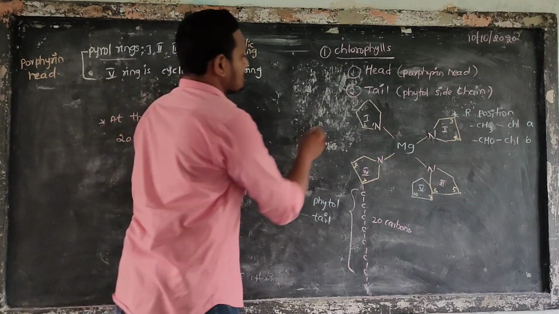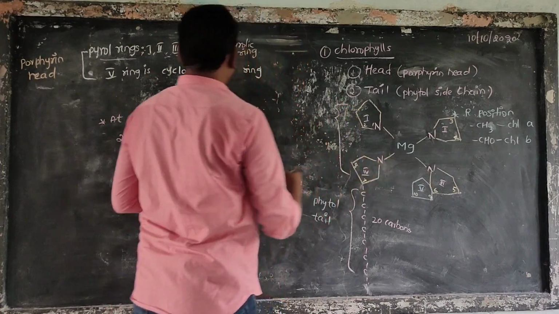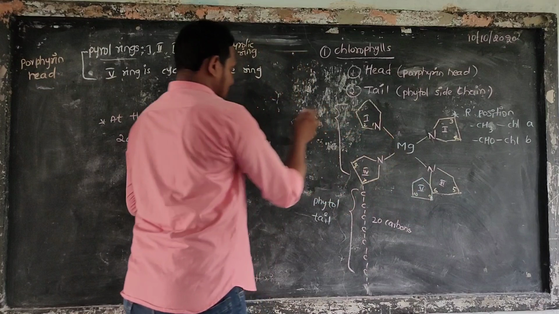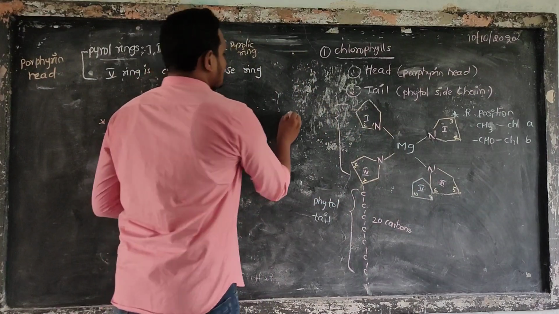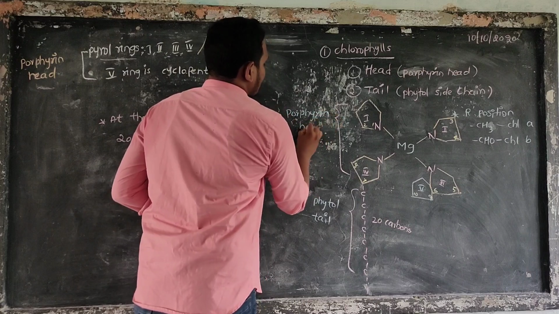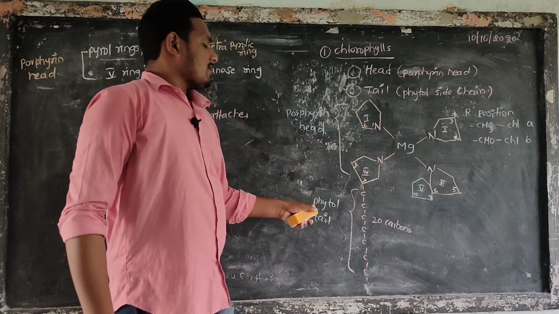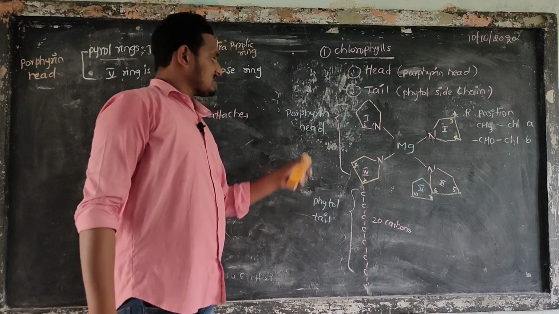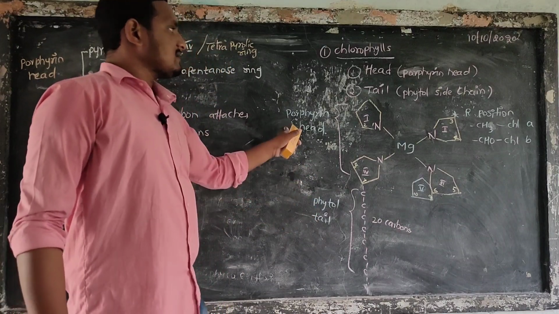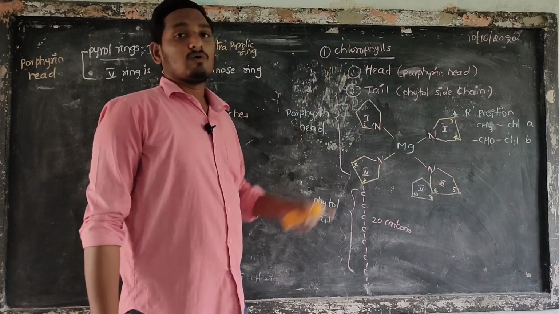And what is this? The tetrapyrrolic ring and the cyclopentanone ring. These two make up the porphyrin head. Porphyrin head and phytol tail, both are mainly present in the chlorophylls.